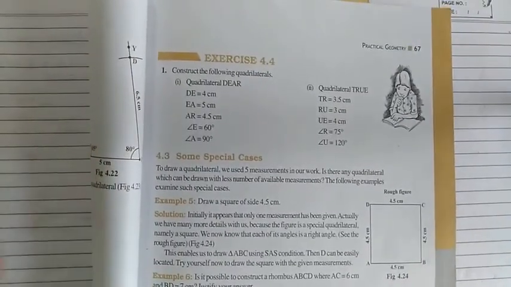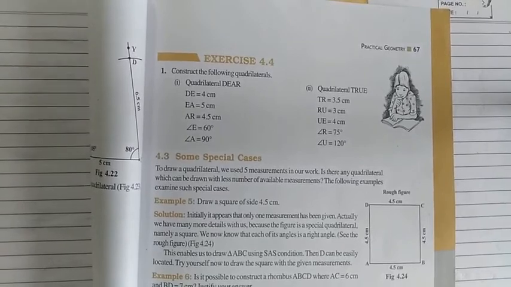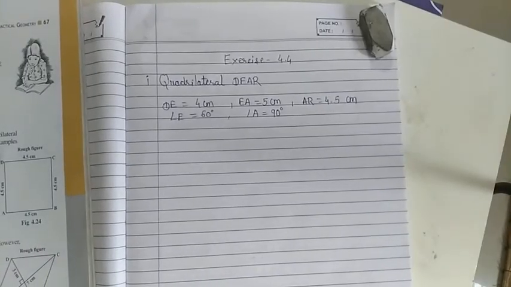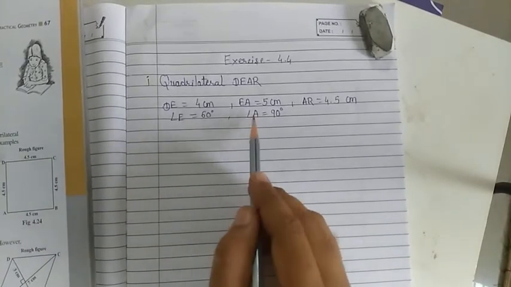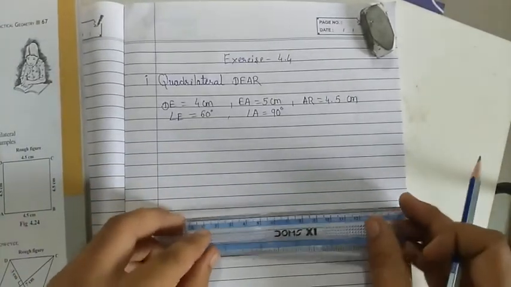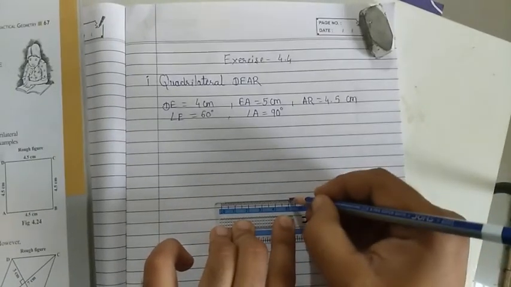Now let me see the next exercise, that is 4.4. Here we have to draw the quadrilateral DEAR and the quadrilateral TRUE. Okay, so let me start. Friends, here I wrote all the data given. We can see that two angles E and A are given. So first we will draw the EA side, which is given as 5 cm, with the help of a scale.